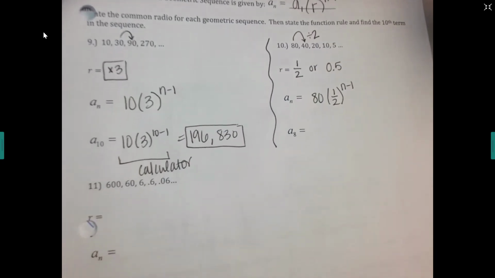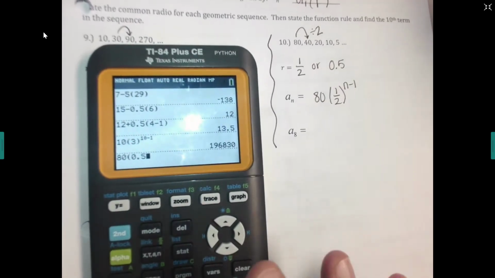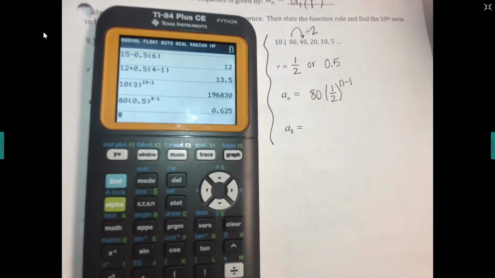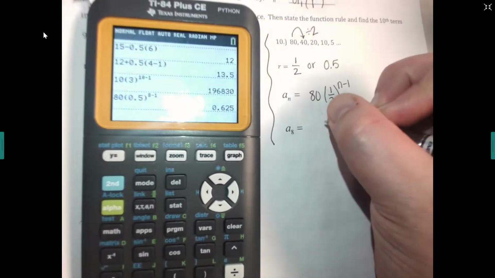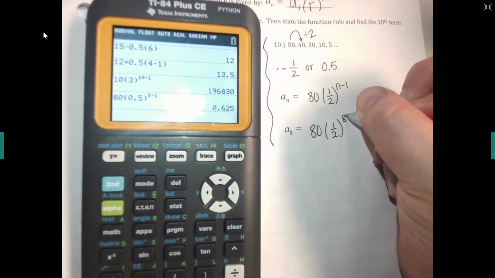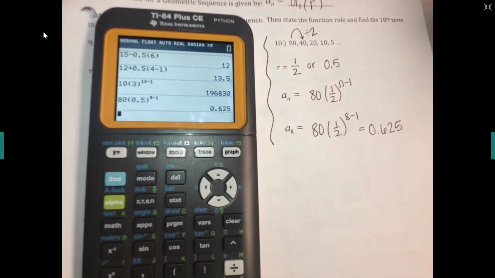And then if I want to skip ahead to the 8th term, I can just plug in the 8 where the n is. Okay. So I'll do 80 parentheses 0.5 to the 8 minus 1. Okay, so that gave me 0.625. Okay. Questions on that?